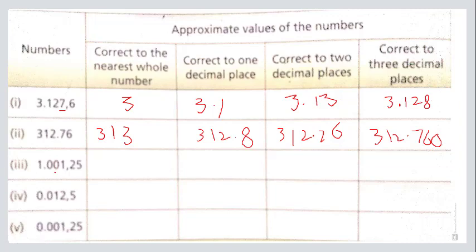The third one is 1.00125. Now correcting this to the nearest whole number, again just look for the decimal point, and to the left of this decimal point there is this 1, so underline this 1. We need to round off to this number, so after this 1 there is 0 which is less than 5, so 1 remains 1.